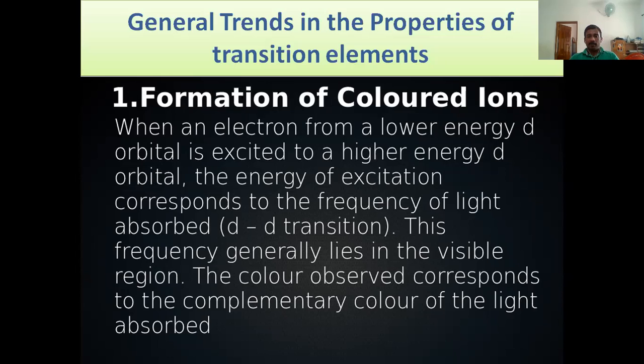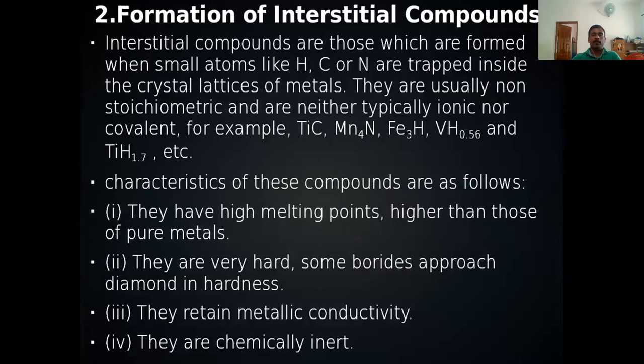When an electron from lower energy d orbital is excited to a high energy d orbital, the energy of excitation corresponds to the frequency of light absorbed. D-D transition. This frequency generally lies in the visible region. The color observed corresponds to the complementary color of the light absorbed. I think it is clear to you. And now the property, formation of interstitial compounds. This is a special property of transition metals.